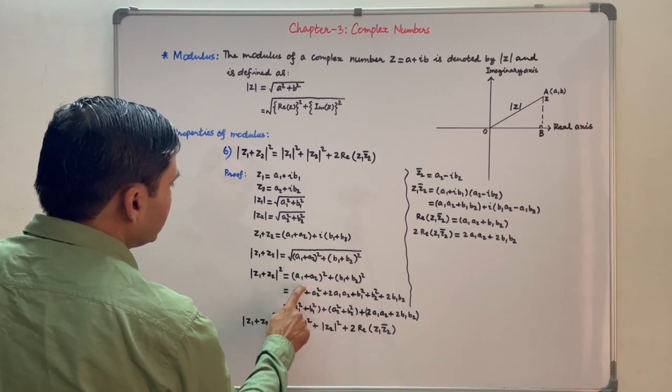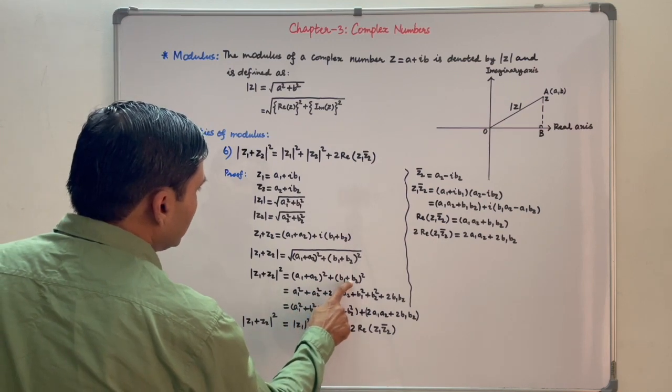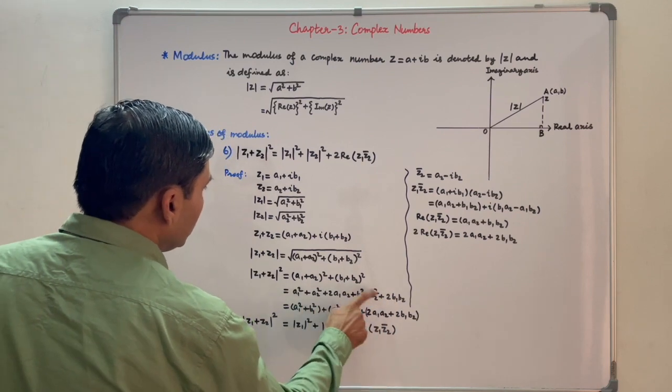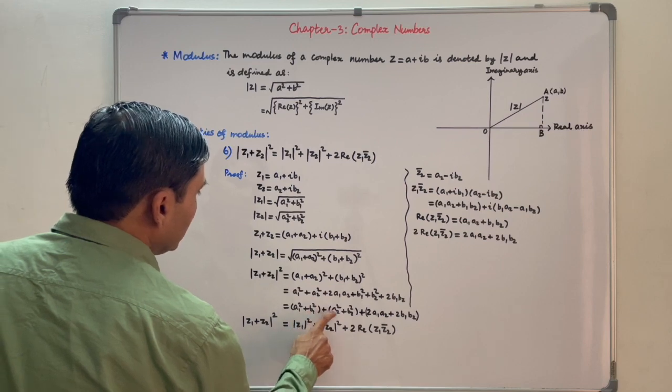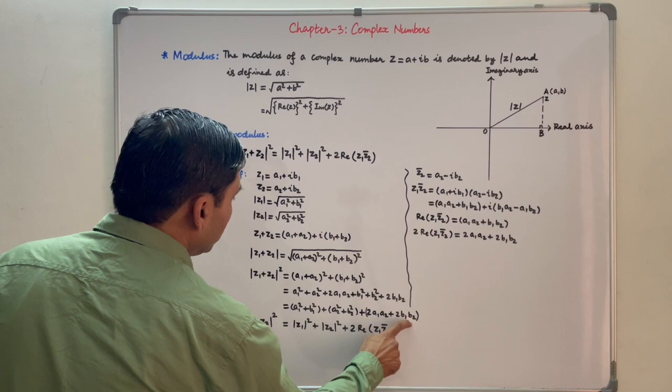This can be expanded as a1² + a2² + 2a1 a2, and this can be expanded as b1² + b2² + 2b1 b2. On rearranging the terms, we will get a1² + b1² + a2² + b2² + 2a1 a2 + 2b1 b2.